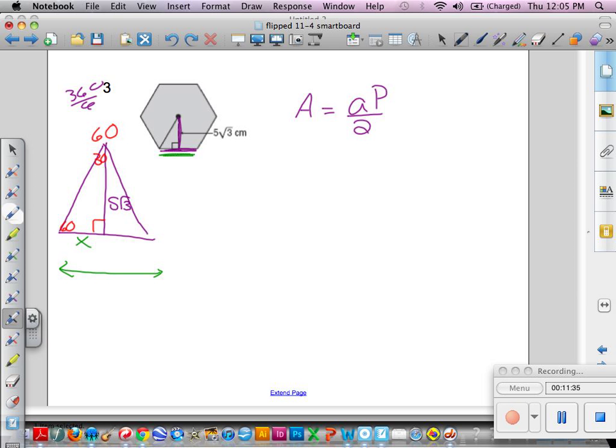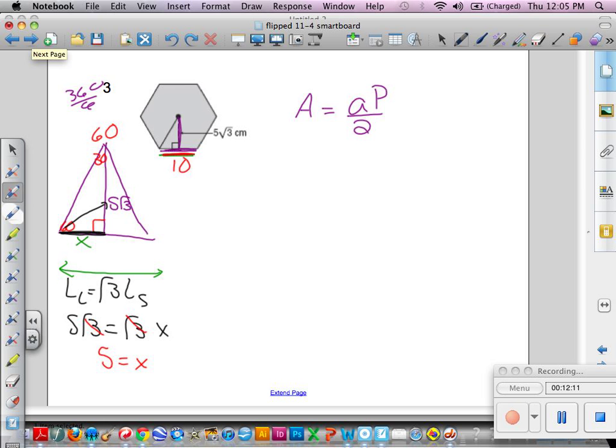So let's take a look here. This is going to be my long leg here. So long leg equals square root of 3 times my short leg. My long leg is 5 root 3. I'm looking for my short leg, so that's x, root 3, x. Okay, so it looks like those root 3's are going to cancel. I should have maybe realized that on my own. So my short leg is 5. So my whole side here is 10 then.